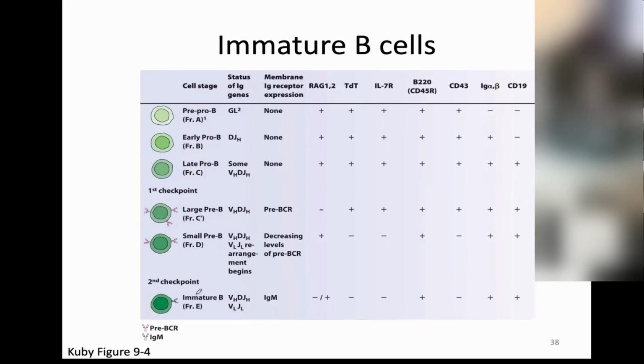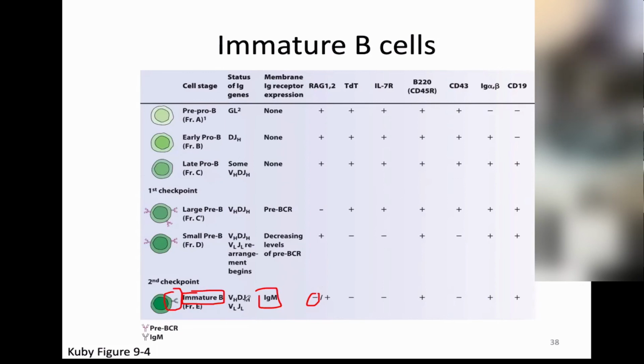If the cell is successful and making a light chain, that cell now has both a heavy chain and a light chain to put on its surface. It now gets to be an immature B cell, and it now has that IgM on its surface. It's going to turn off RAG now, and it's going to keep RAG off pretty much forever. You'll see an exception to that a little bit on Monday.